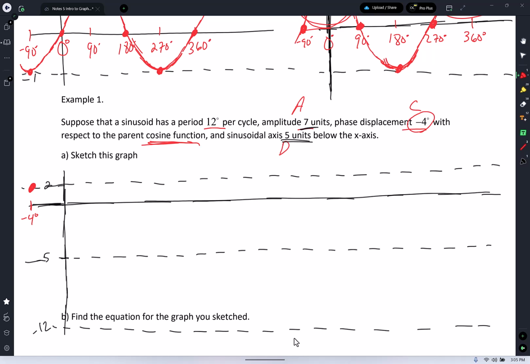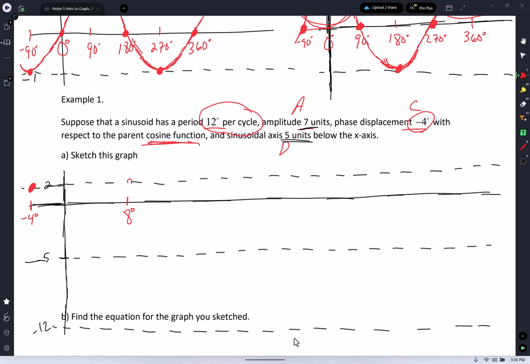Okay, I'm going to go slow. How many degrees is one cycle? 12. So that means every 12 degrees I have another maximum. Does that make sense to you? Okay, so I'm going to go another 12 from -4. So 4, 8, 12. Where am I going to be? Right here at 8 degrees. Do you guys see that? -4 plus 12 is 8.